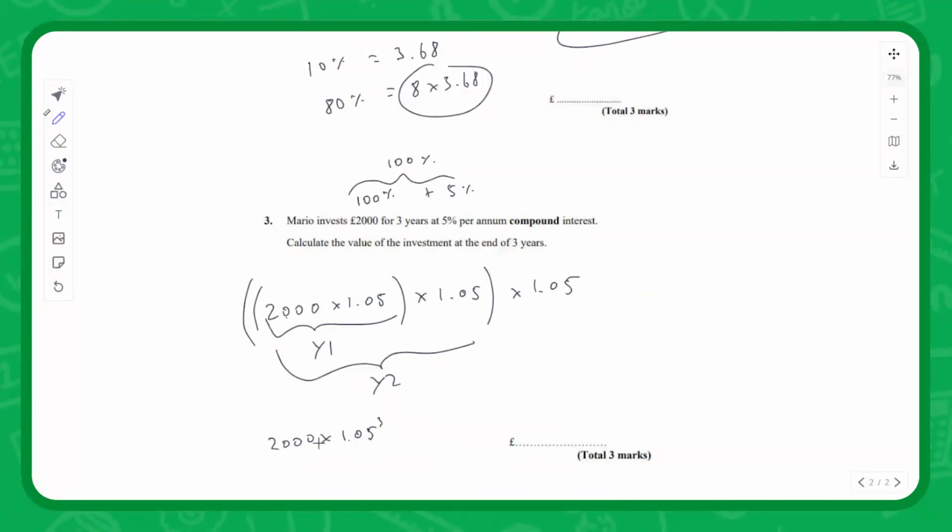Right, in general, we take our initial starting amount, we could call it n, and we times it by the percentage change as a decimal. We call this c, and we do it to the power of how many years or how many periods we're looking at here. We could call this y in this case, and that would be our general formula that we can apply to these kind of questions. And that is the end of percentages.